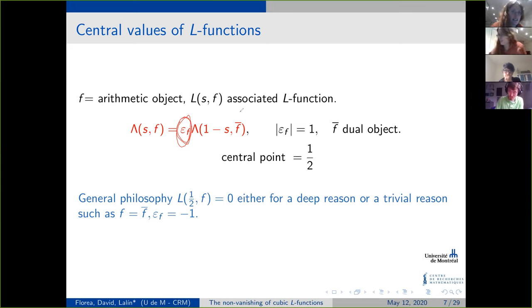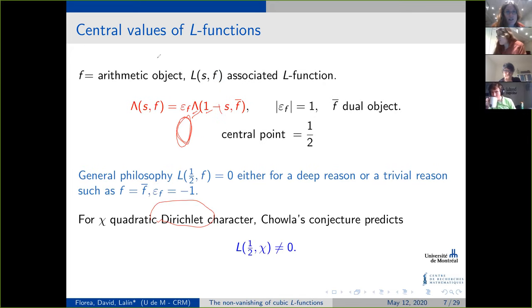But if your sign is minus 1, then obviously you have L on one side, minus L on the other, so it has to be 0. So this is what would be a trivial reason. When the sign is minus 1, that would be a trivial reason. But for the characters that I define, when they are quadratic, like the example I gave you, this reason doesn't show up. I didn't show you this, but the sign is positive. And so this reason doesn't show up.